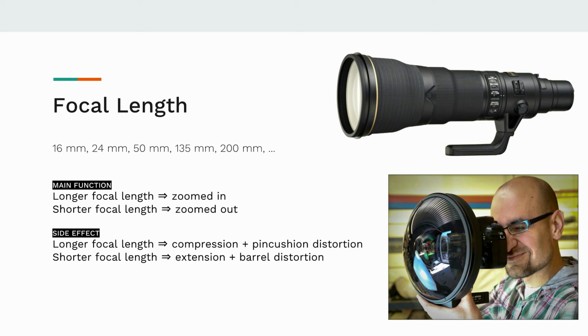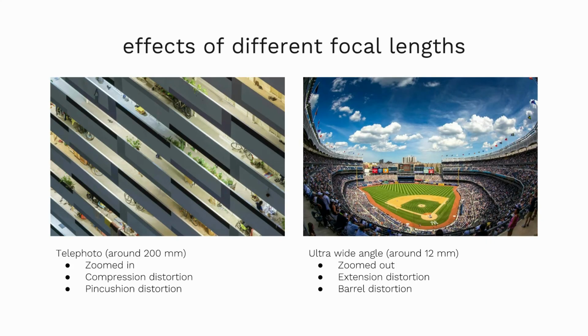However, a side effect of focal length is compression and pincushion distortion, or extension and barrel distortion, depending on whether you use a longer or a shorter focal length. I'll explain this in a while, but essentially it is something to do with how elements in the scene are distributed or spaced apart or spread out. Anyway, you'll see.